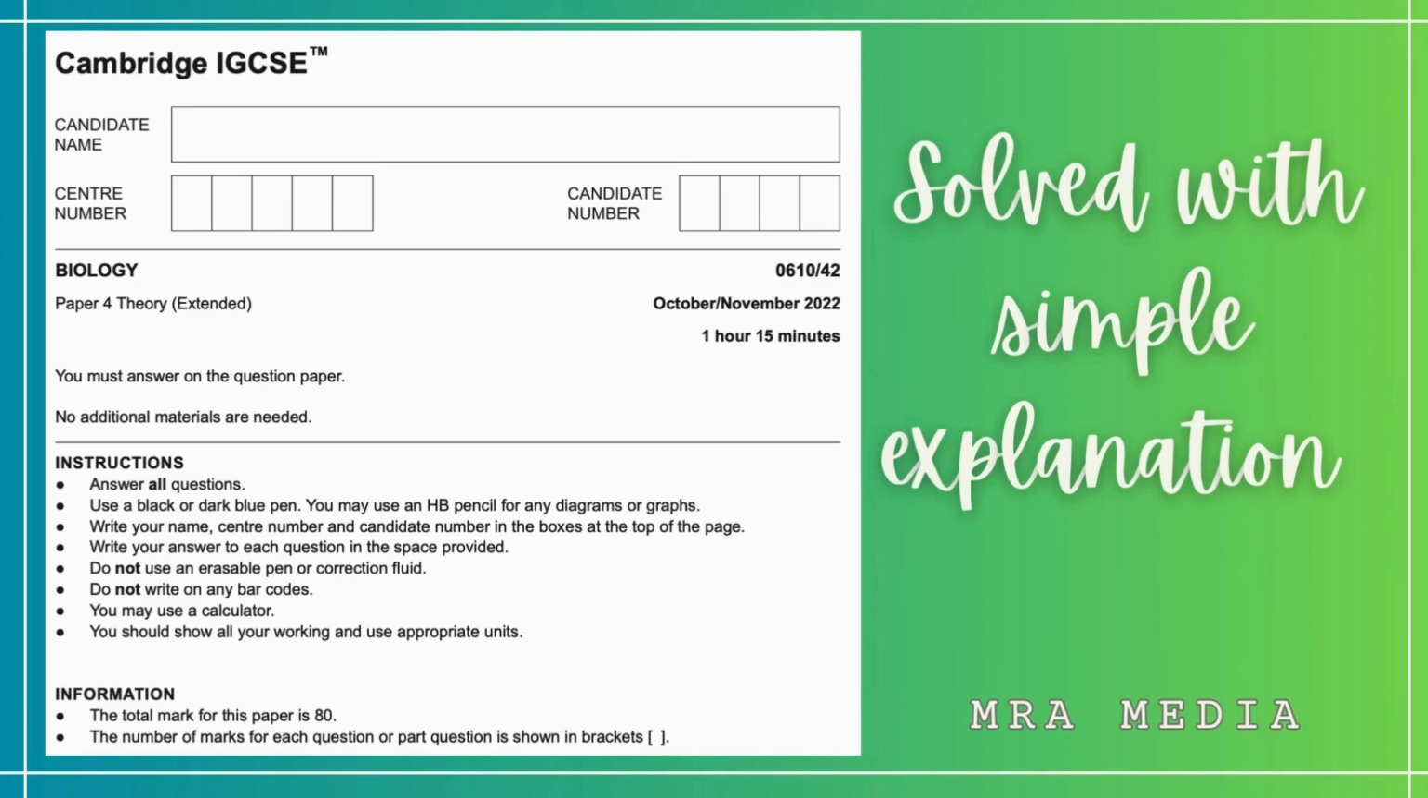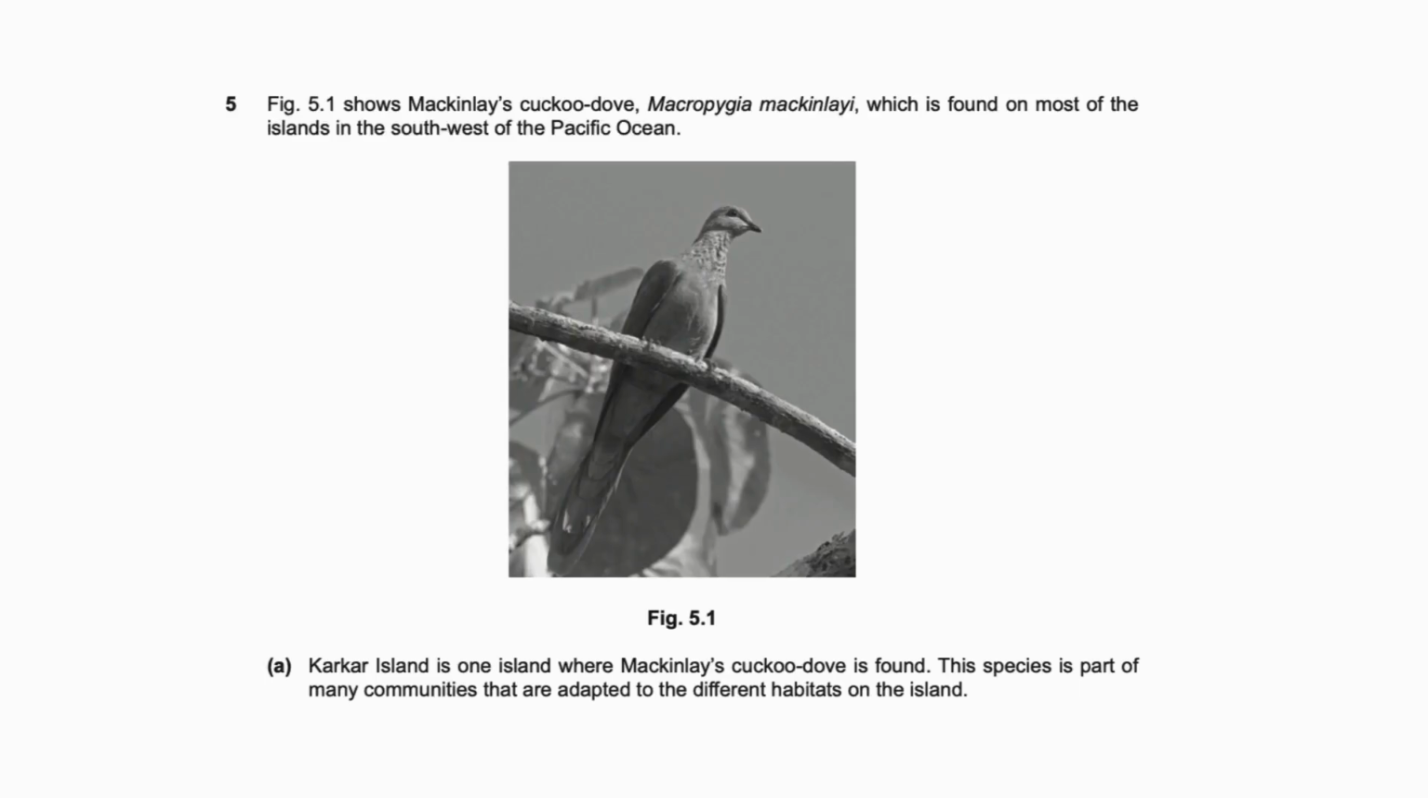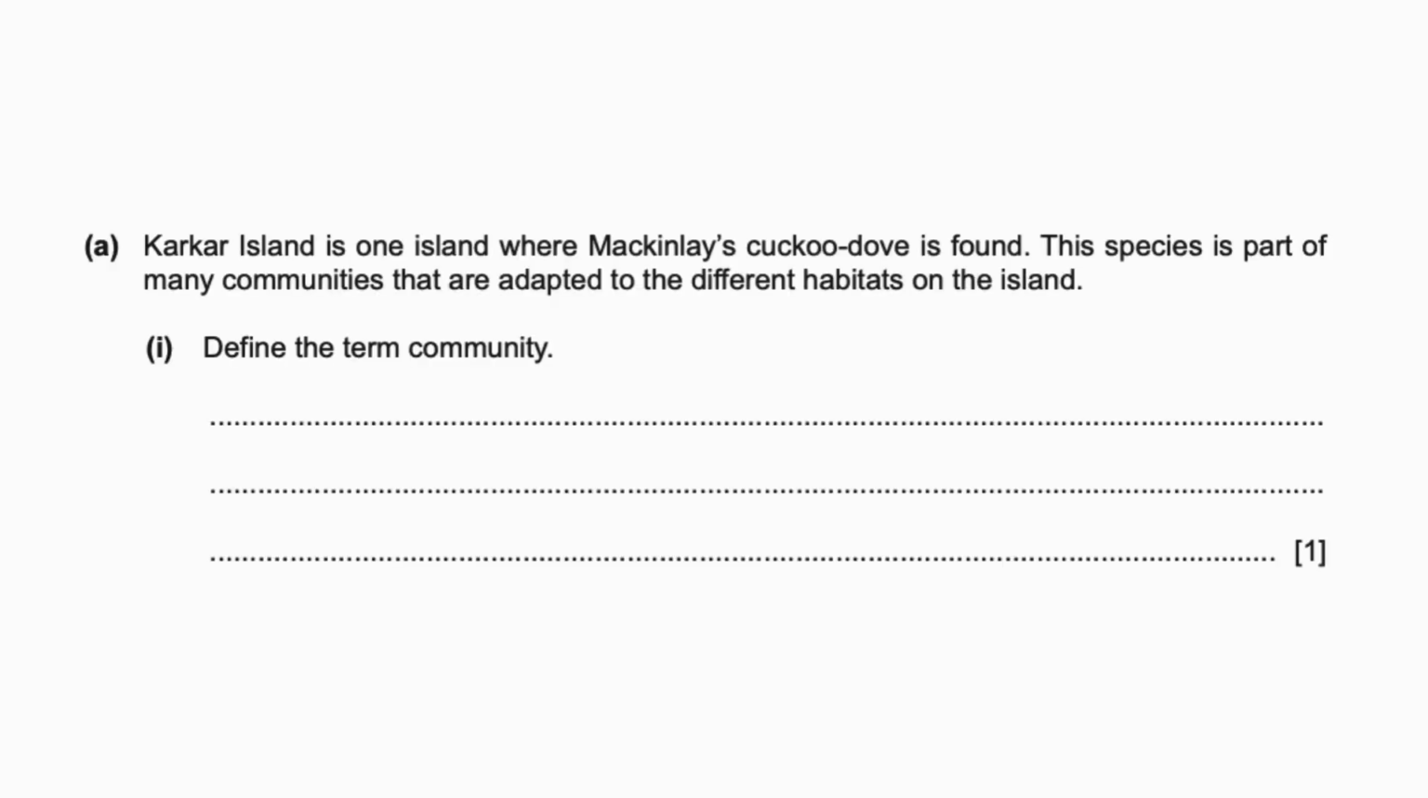Let's get started. Figure 5.1 shows McKinley's cuckoo dove, Macropygia mackinlayi, which is found on most of the islands in the southwest of the Pacific Ocean. Carker Island is one island where McKinley's cuckoo dove is found. This species is part of many communities that are adapted to the different habitats on the island.